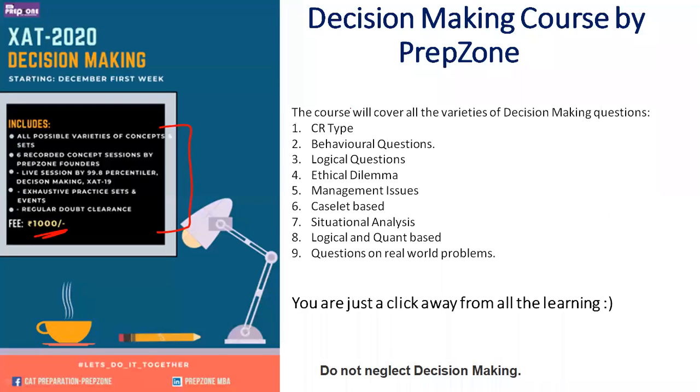What's the cost of this course? I've told already, it is 1,000 rupees only. And this will cover everything.